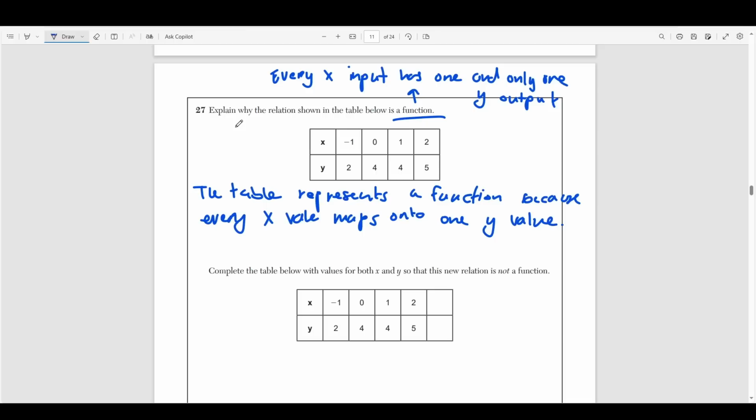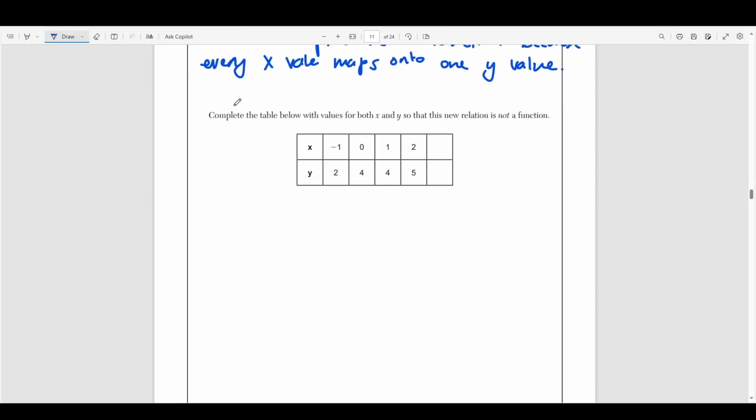None of the y values repeat, and none of the x values have multiple y values. Just as long as you mention that each one of these x's only corresponds to one y. Now, the second part of this question asks us to complete a table with values for both x and y so that the new relationship is not a function. So all you have to do here to get full points is to do the opposite of what I just said. I just said that the only way you can have a function is if the x value only goes to one y value.